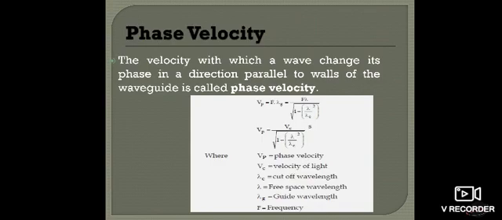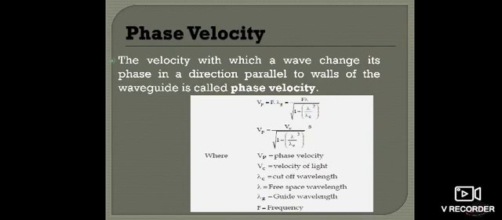Okay, and that can be given as f into lambda by square root of 1 minus (lambda by lambda c) whole square. Why? Because lambda g equals lambda by square root of 1 minus (lambda by lambda c) whole square, which is the formula for lambda g. So we have substituted the value of lambda g in the Vp formula. Finally, Vp equals Vc by square root of 1 minus (lambda by lambda c) whole square.